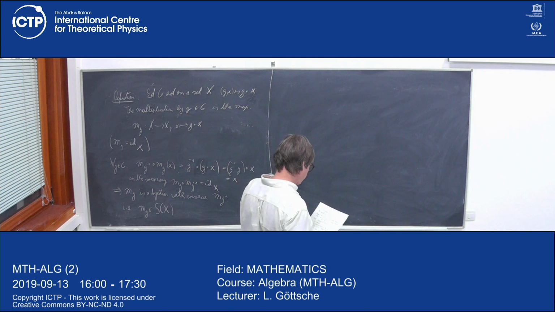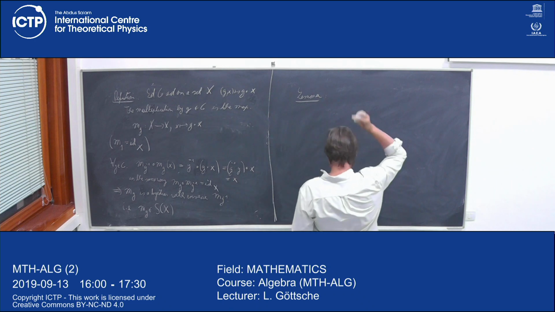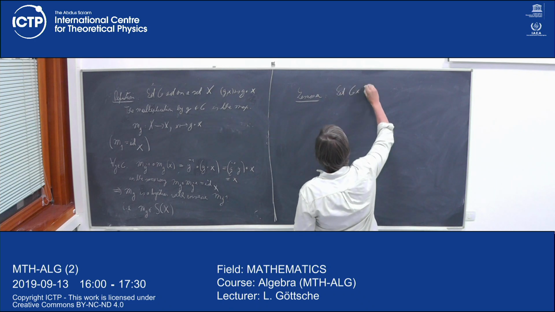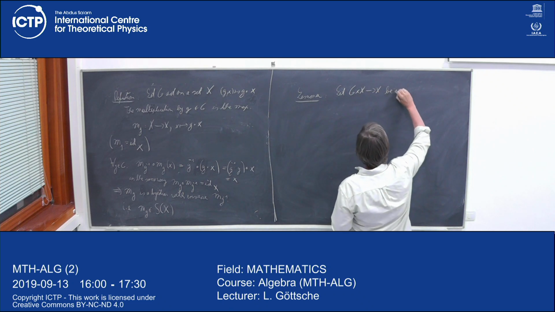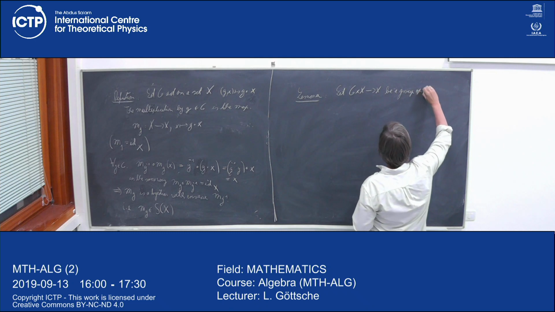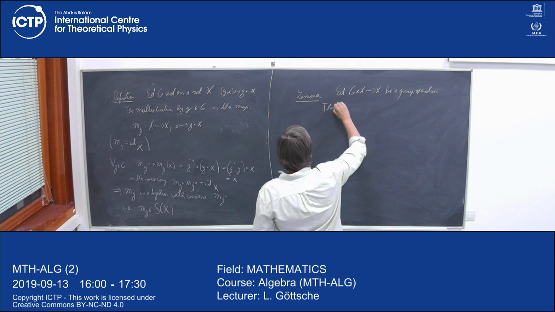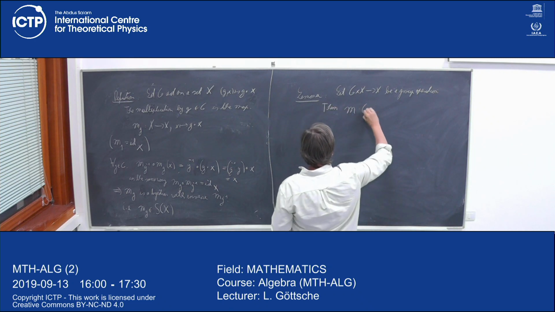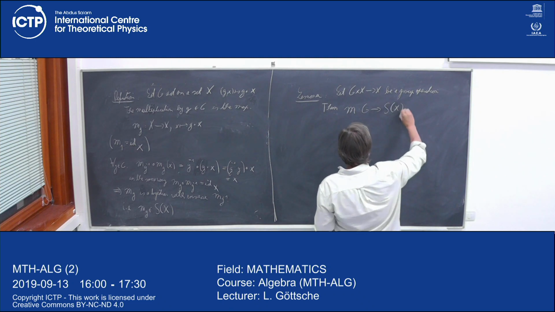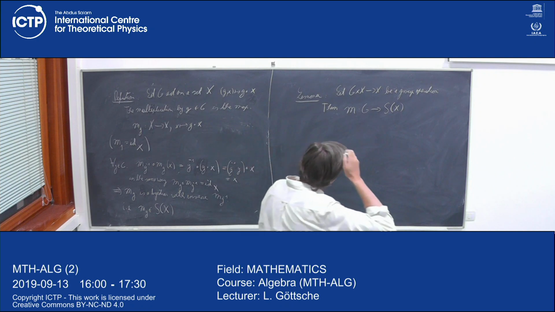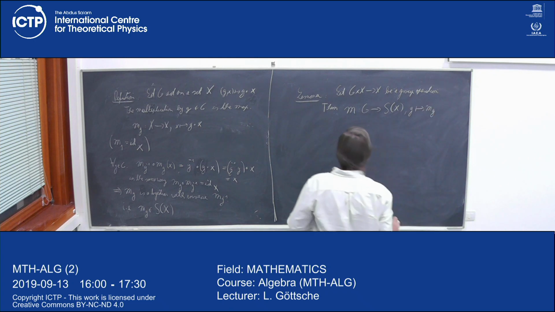But first, this lemma. Let G times X to X be a group operation. Then the map m from G to the group of permutations of X, which sends G to this thing m_g, is a group homomorphism.